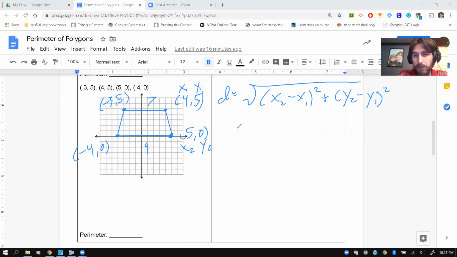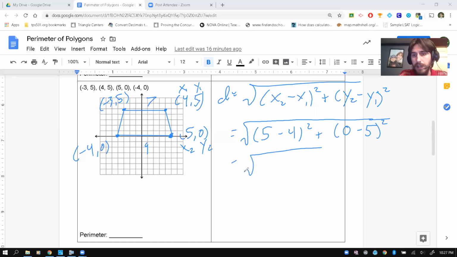So the distance between those points is going to be the square root of x sub 2 is 5, x sub 1 is 4, y sub 2 is 0, and y sub 1 is 5. All right, and then if you subtract those, 5 minus 4 is 1, 0 minus 5 is -5. And if you type those into your calculator, or really you could just honestly do those in your head. 1 times 1 is 1, -5 times -5 is +25.